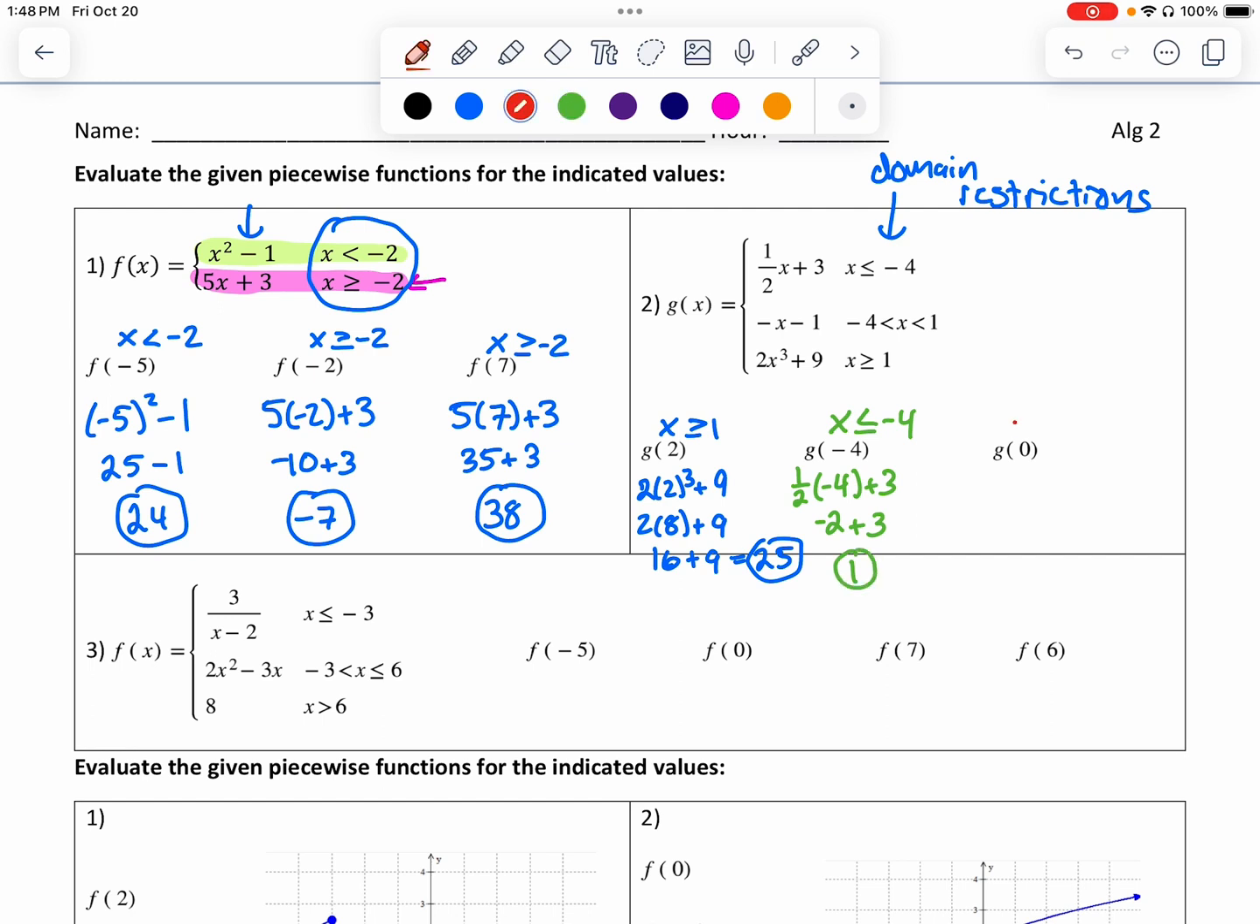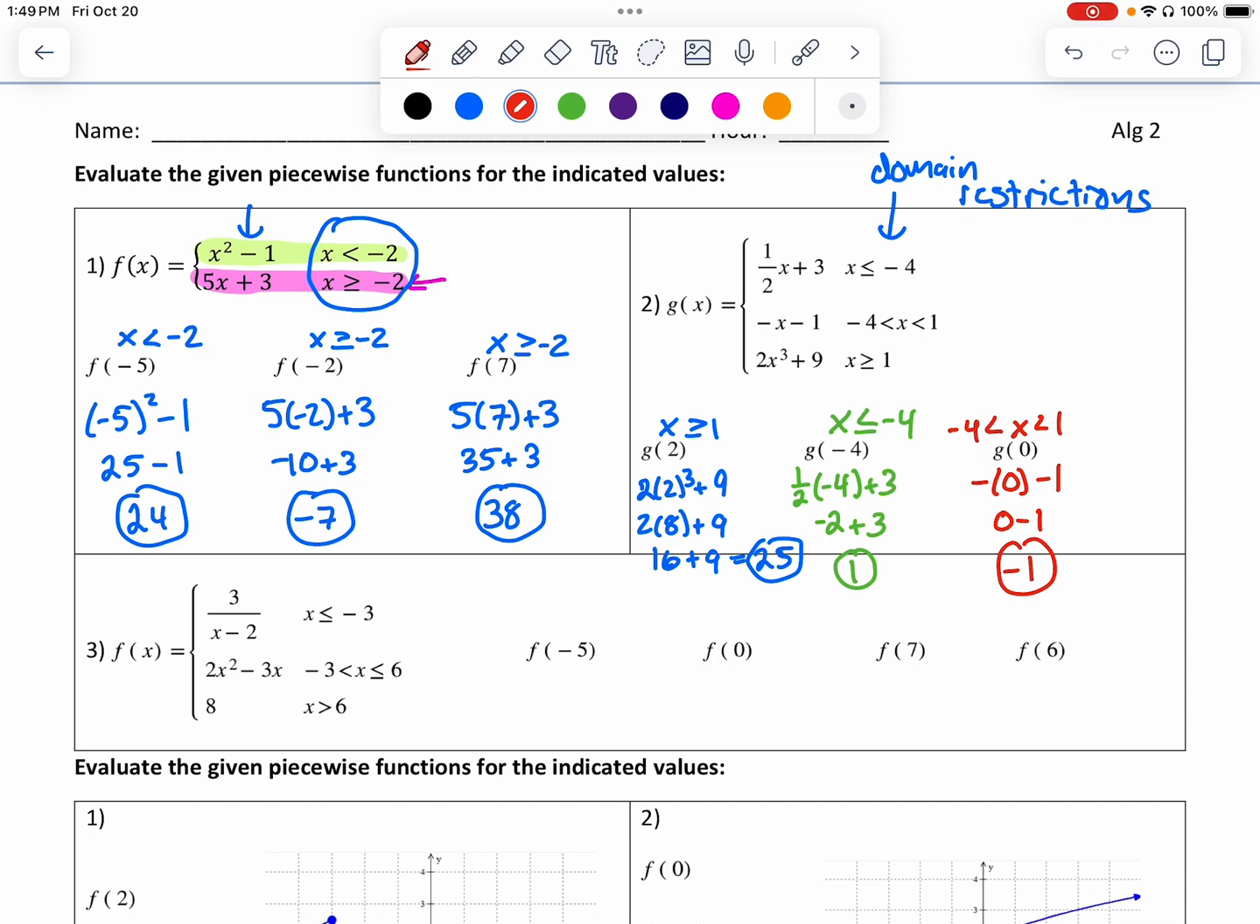Finally, 0 is my x, and 0 is in the middle of negative 4 and 1, so it fits this restriction. So I'm going to use the second equation. So negative 0 minus 1. The 0 really doesn't matter, so it's really like 0 minus 1, which is negative 1. Anytime they put a negative in front of the x, I would recommend doing parentheses. With 0, it didn't really matter, but it's just good practice to get into.